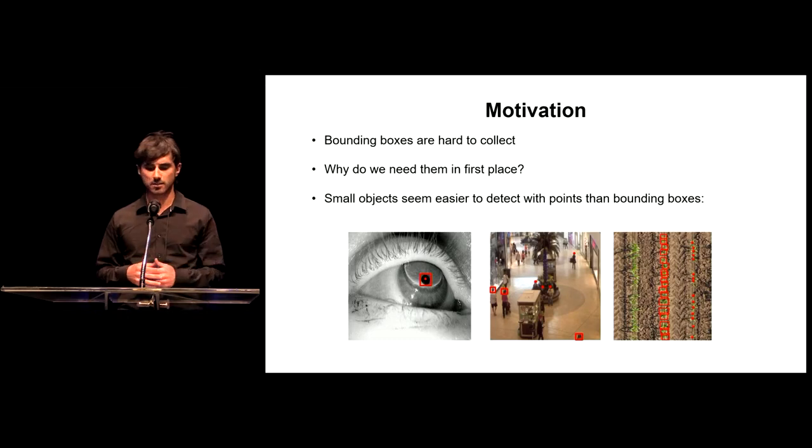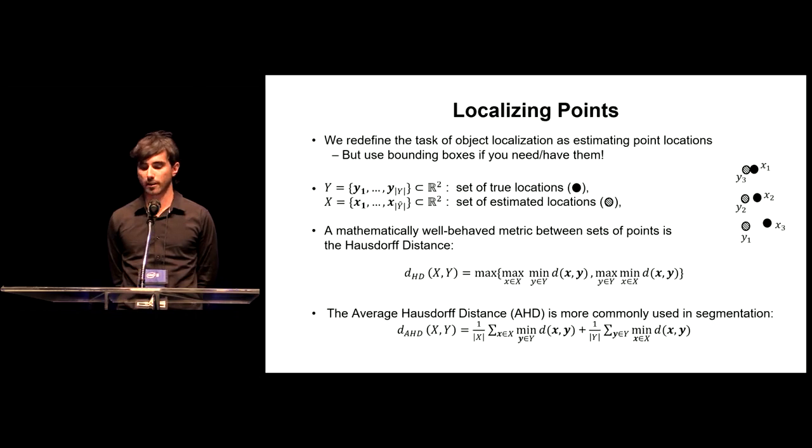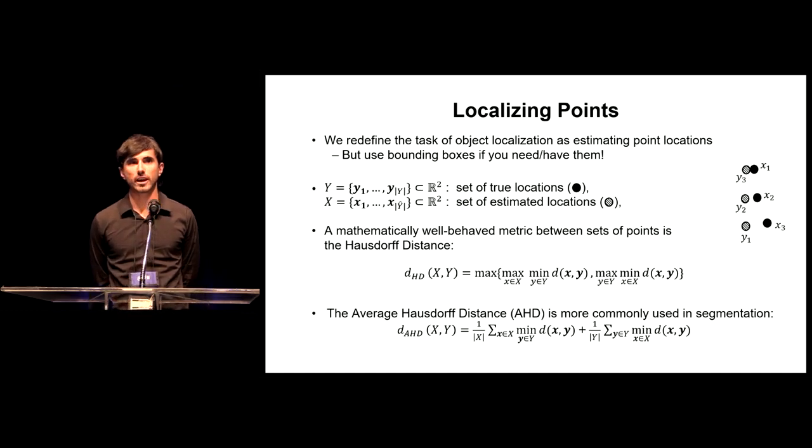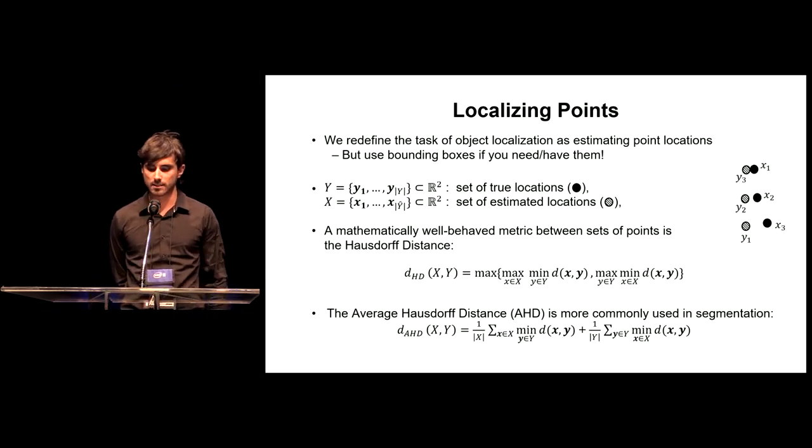For such cases, it seems much more natural to detect them using points. You can see an example with human heads, and it's especially hard for plants that are entangled with one another. So we decided to redefine the object localization task to estimate points locations instead. This means that our target is a set of points, and our estimation is another set of points.